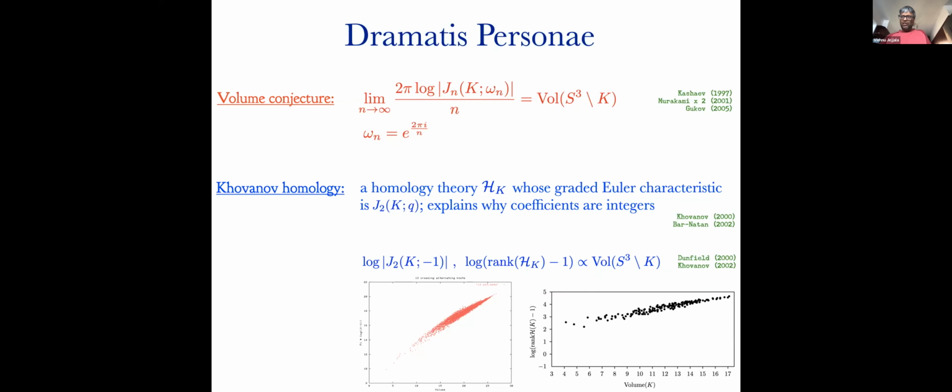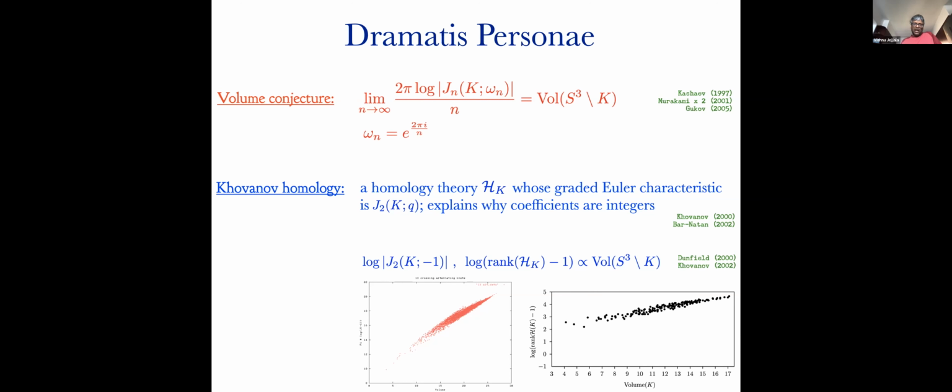The connection between the Jones polynomial and the volume has been developed in various ways prior to our work. One of the features of the Jones polynomial is that integer coefficients appear in the Laurent expansion. This is because there's a homology theory, Khovanov homology, where these integer coefficients arise as dimensions of certain cohomology groups. This Khovanov homology has a graded Euler characteristic, which turns out to be the ordinary Jones polynomial.